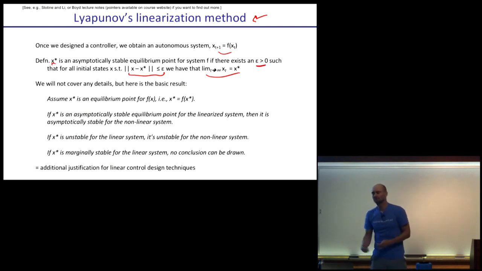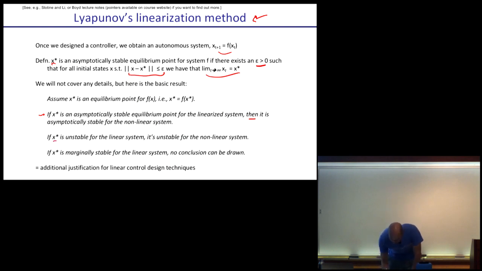And so the question we're going to ask essentially is along the lines of, if the linear system tells us it's asymptotically stable after we designed our controller, can we say the same thing about the nonlinear system that's actually under the hood? And the answer is yes. If we have an asymptotically stable equilibrium point for the linearized system, then it's asymptotically stable for the nonlinear system.